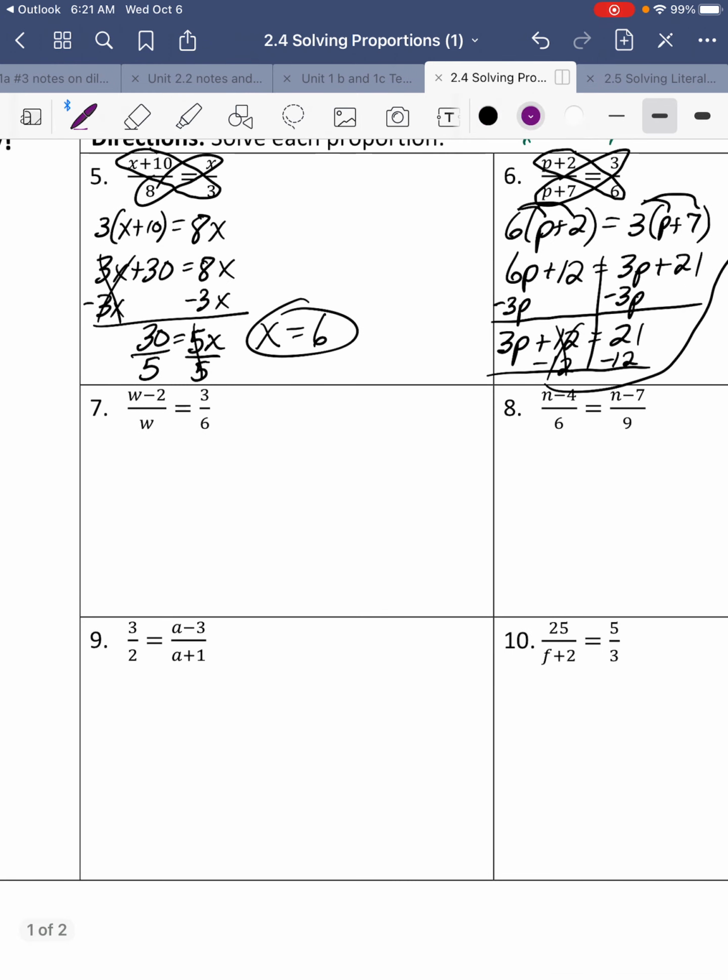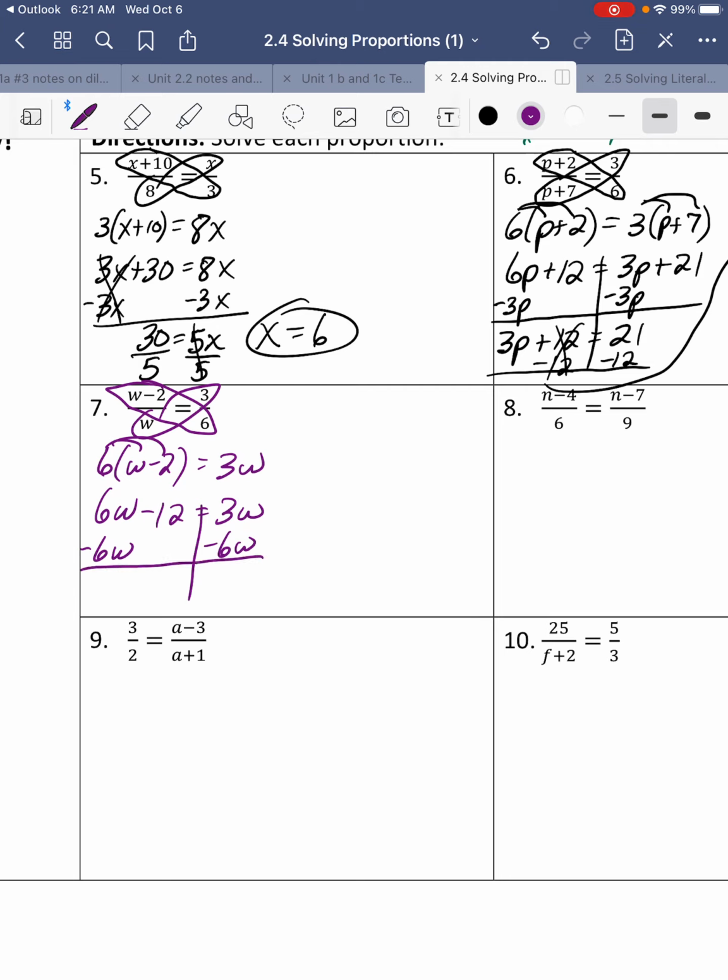Number 7. We have w minus 2 times 6. 6 times w minus 2. W times 3 is 3w. Distribute. 6w minus 12 equals 3w. At this point, move in terms. If I'm going to move the 6w, so this is minus 6w, to the right side of the equal sign. It is negative, but then we're getting our w, or variable terms, on the opposite side of the constant term. The constant is negative 12.